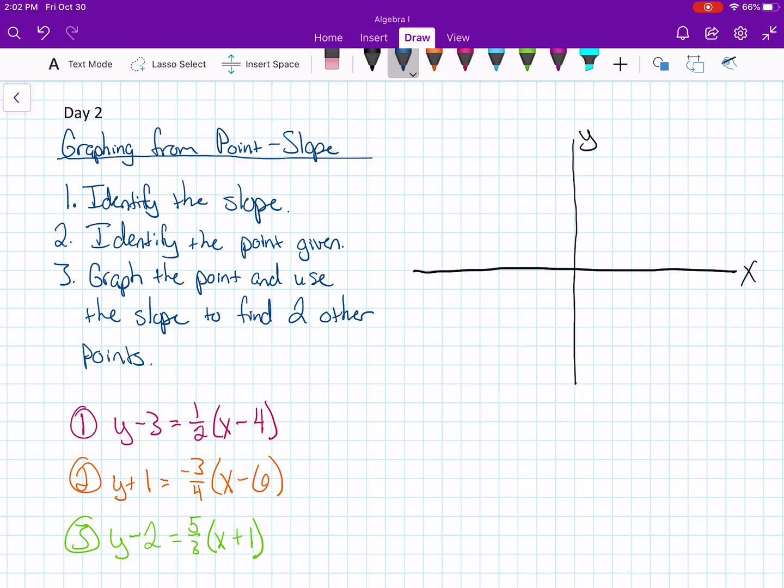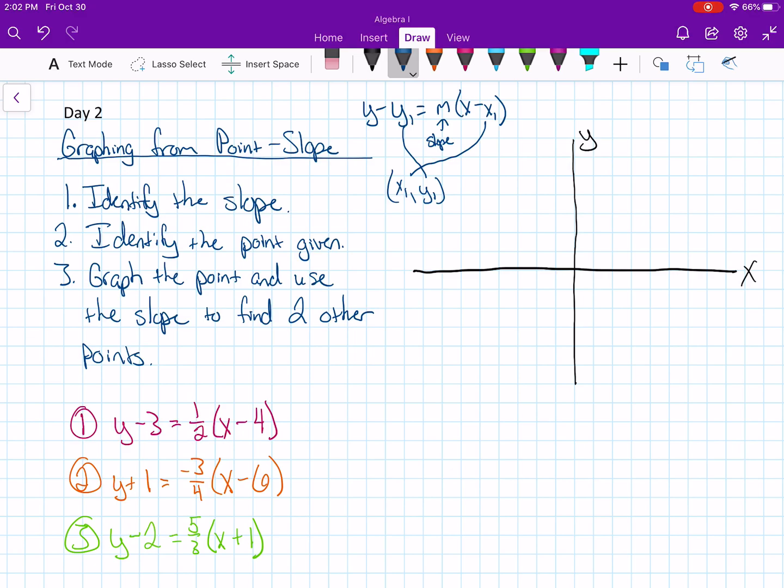So if we remember, our point slope equation was y minus y1 equals m times x minus x1. M is still our slope, like it was in slope-intercept form. Then once we identify the slope, we want to identify the point given. Remember, this x1 comes from a point, x1, y1, and then the y1 comes from there as well. So we want to identify the slope, identify the point, and then we're going to graph the point and use the slope to find two other points, like we do with slope-intercept.